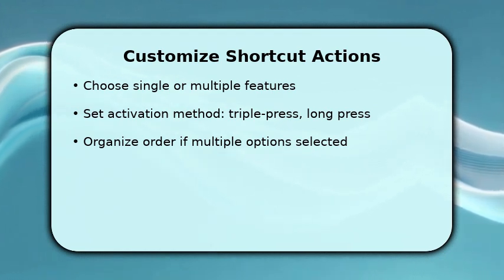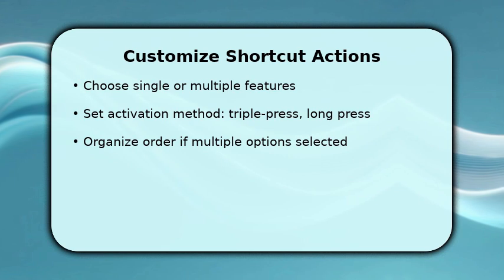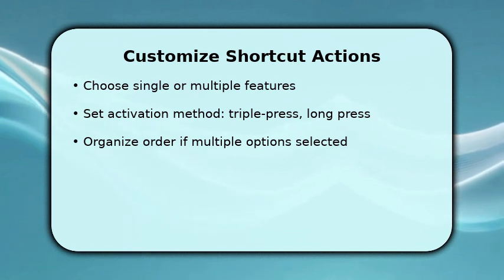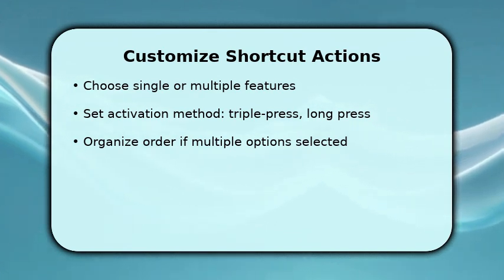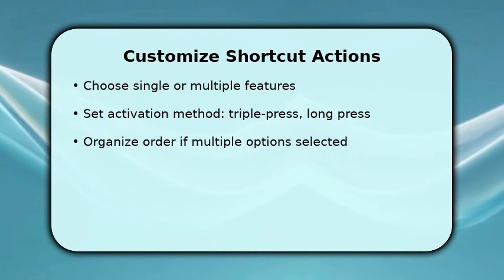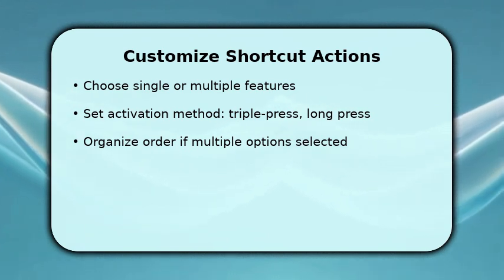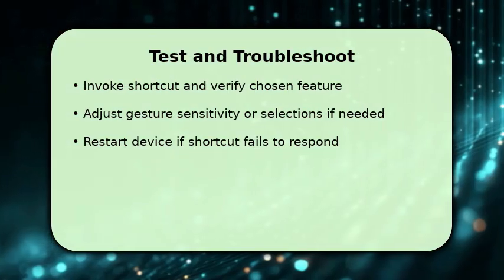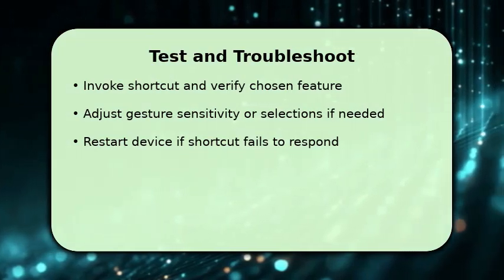Then set the activation method, triple press or long press, because physical gestures affect accidental triggers. Once set, reorder items if the device cycles through options. Put the most used tool first, so you save time when invoking the shortcut in real scenarios. Finish by testing and understanding common fixes so you don't get stuck.